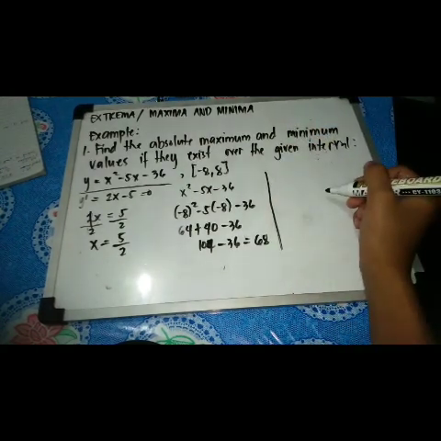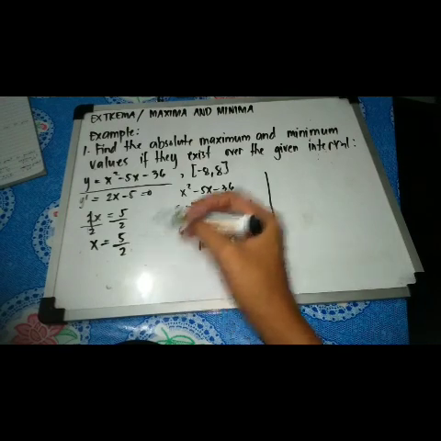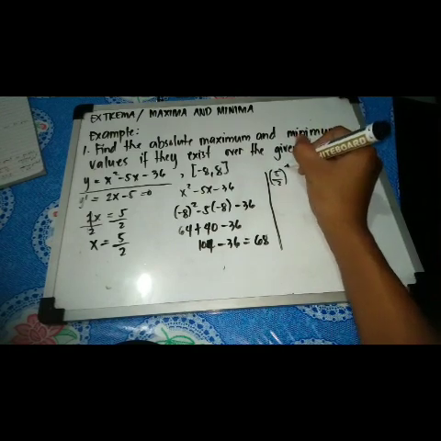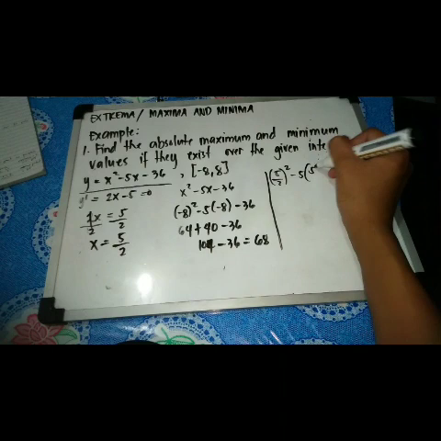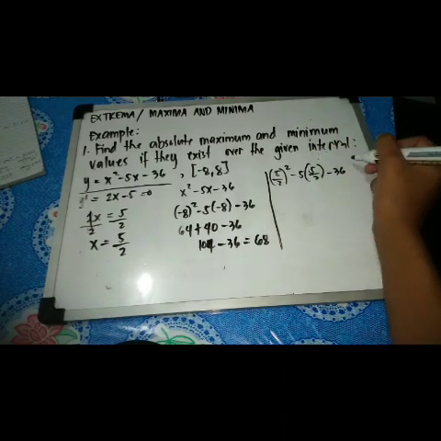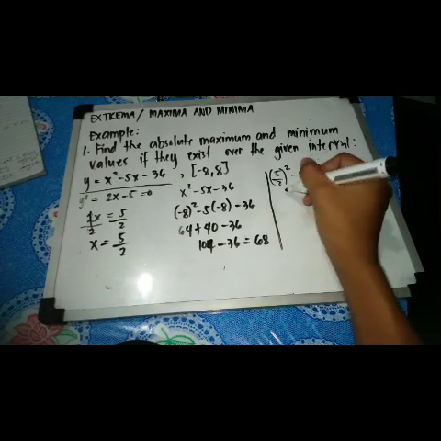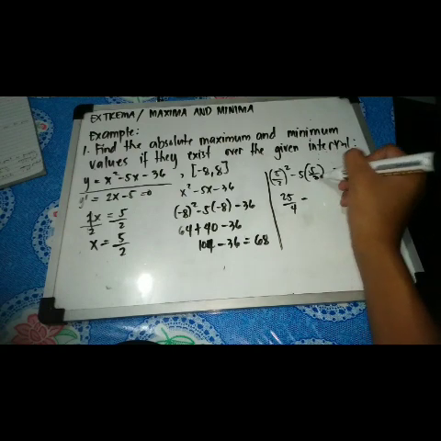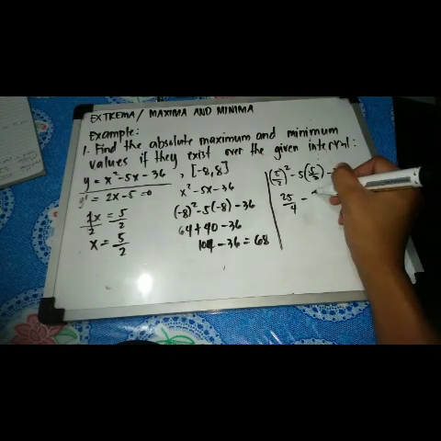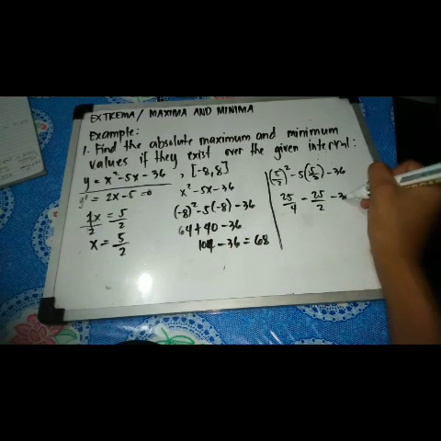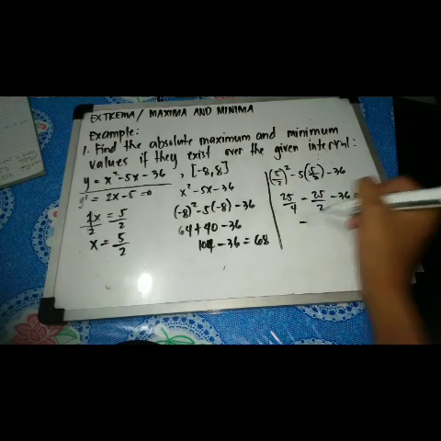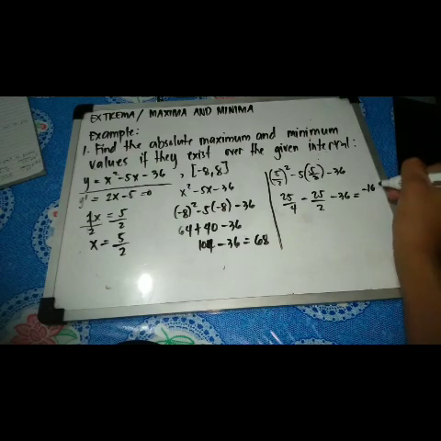Next, we need to substitute 5 halves into this equation. Let us try. So 5 halves squared minus 5 times 5 halves minus 36. So 5 squared is 25 over 4, and then we also have 25 over 2, minus 36. The answer of this one is negative 169 over 4.